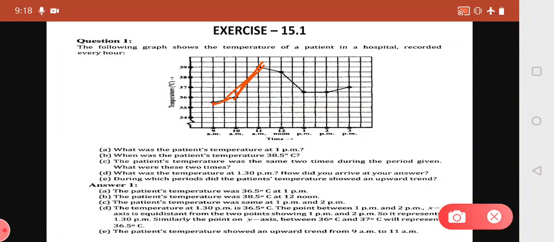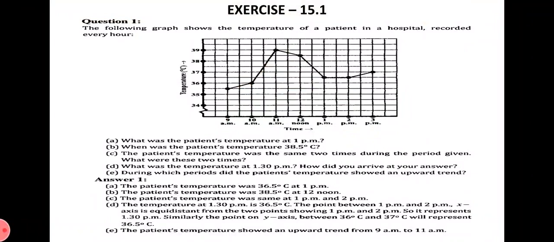So the period is, you can say, the patient's temperature showed an upward trend from 9 a.m. to 11 a.m. From here it started and it is increasing till here. So you will write from 9 a.m. to 11 a.m. This is the period. During this period, the patient's temperature showed an upward trend. In this way, by using the line graph, we can answer the required questions. Now next question, that is question number 2.